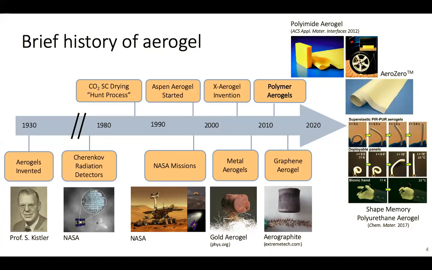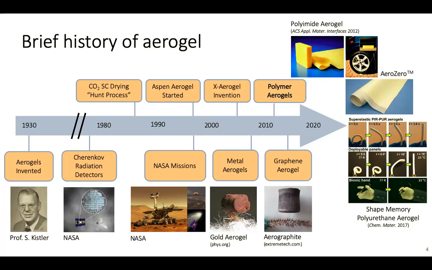All the way to Dr. Hunt's invention. Dr. Hunt proposed to use carbon dioxide supercritical drying, since carbon dioxide can be in a supercritical state at a relatively lower pressure and temperature. Therefore, it is much safer and cheaper. Along the way, NASA was the main contributor, using aerogel in different missions, including the NASA rover for thermal management.